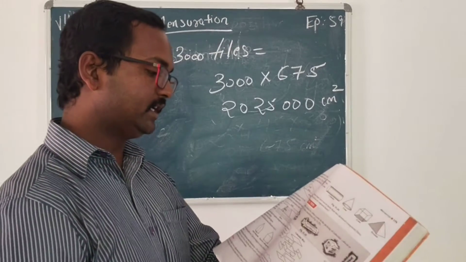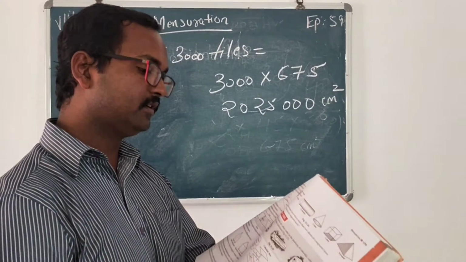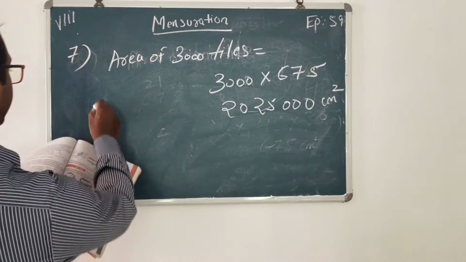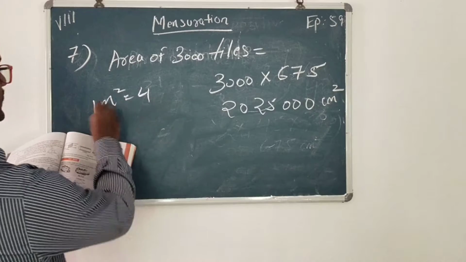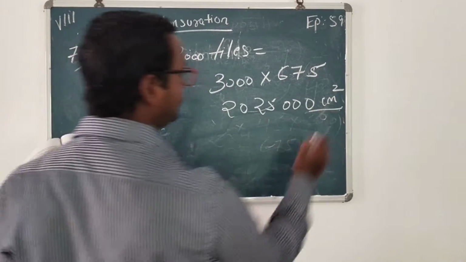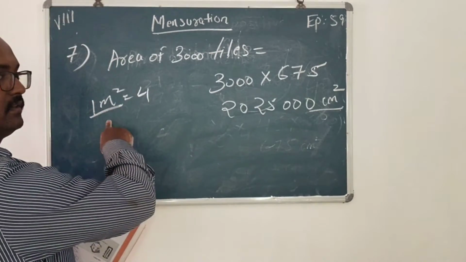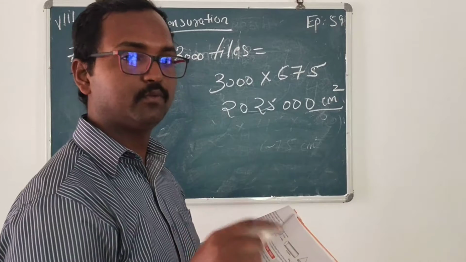Now the question says find the total cost of polishing the floor if the cost per meter square. So here it is given per meter square. So 1 meter square cost is 4 rupees. So this is in meter square. We got it in centimeter square. Our answer is in centimeter square, whereas it is given in meter square. So what we are going to do is we are going to convert centimeter square to meter square.